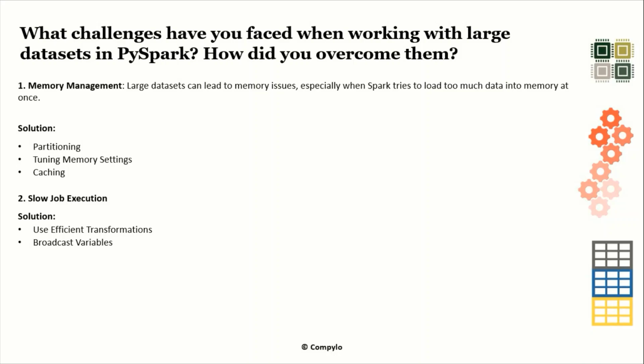Alright. The next point that we can discuss is slow job execution. Generally, jobs may run slowly due to inefficient transformations or shuffling. And what could be the possible solutions that we would have used? We can discuss using efficient transformations. We should prefer transformations like reduceByKey over groupByKey when aggregating data, as they reduce the amount of data shuffled. Next solution could be broadcast variable. For small data sets that need to be joined with large data sets, use the broadcast method to minimize data movement.